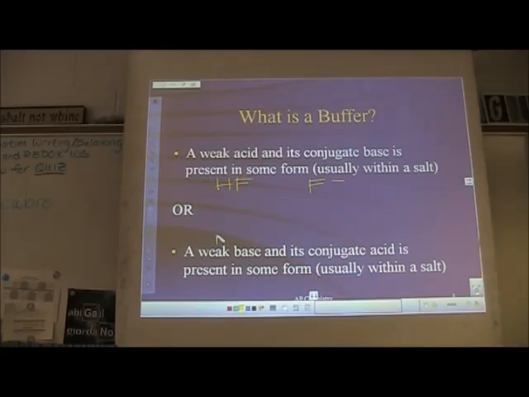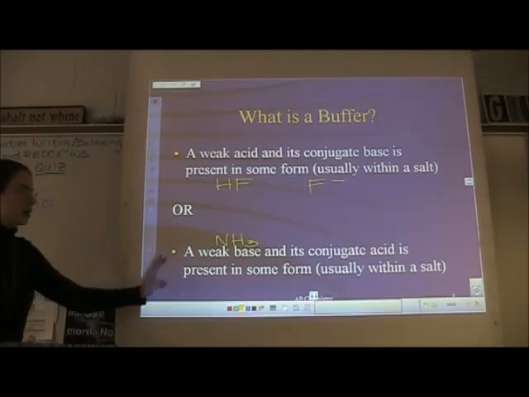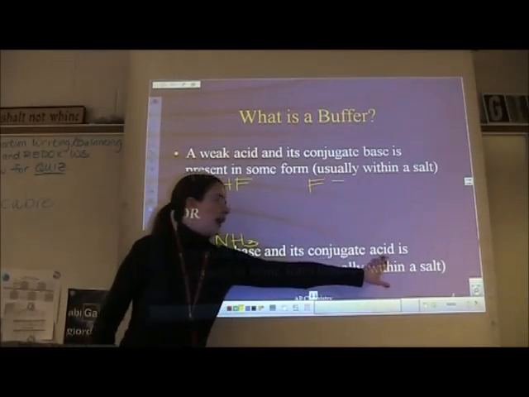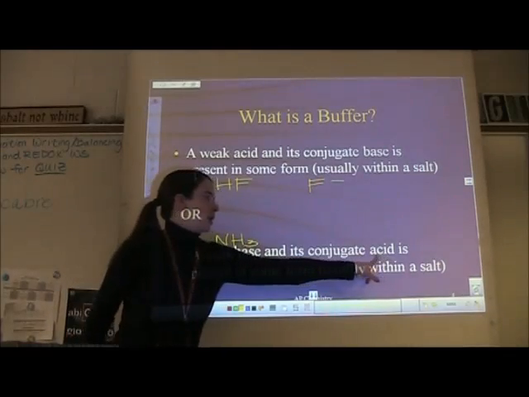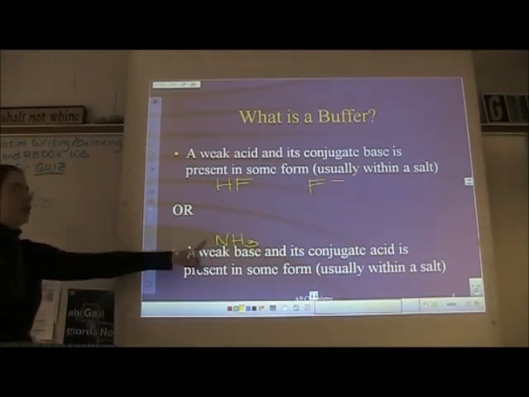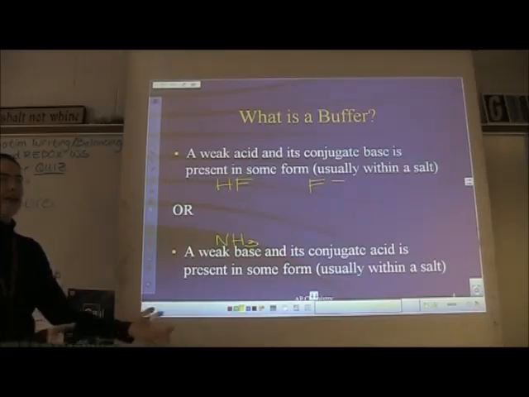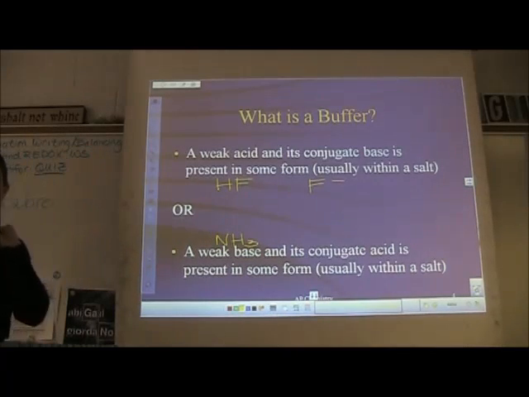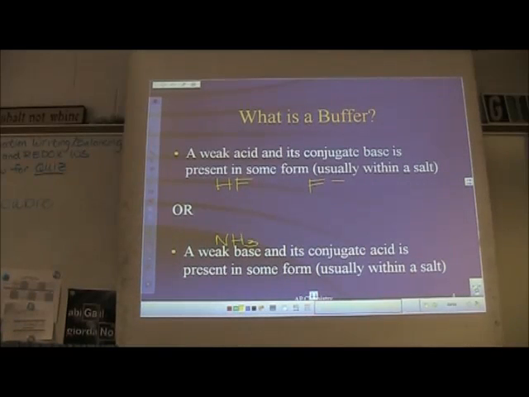A basic buffer system would be like ammonia, a weak base, and its conjugate acid. Let's review this term. A conjugate acid is what the base turns into after it accepts a hydrogen. What is ammonia's conjugate acid? NH4+. If those two things are present at the same time in the same container, that's a basic buffer system. Okay?